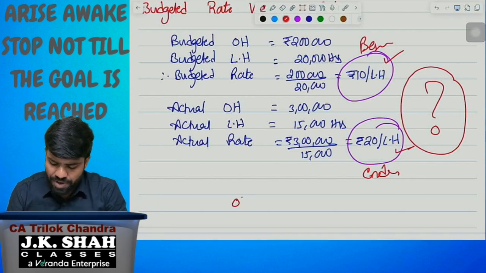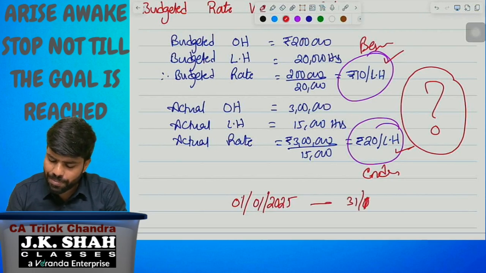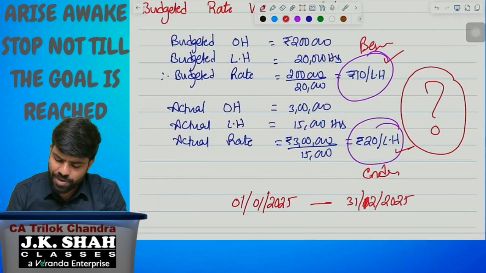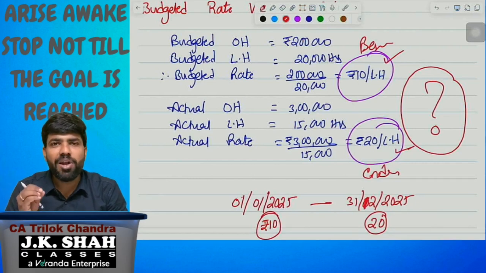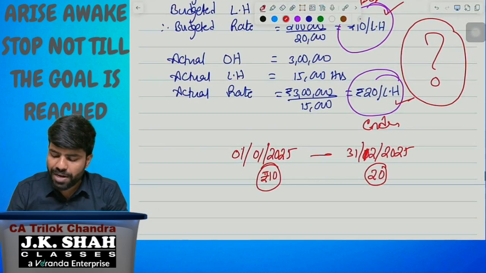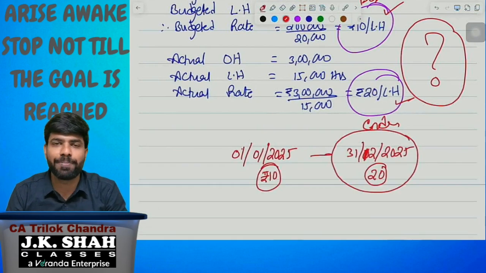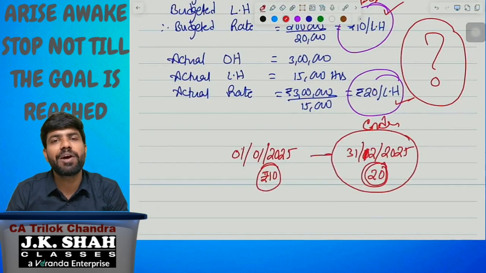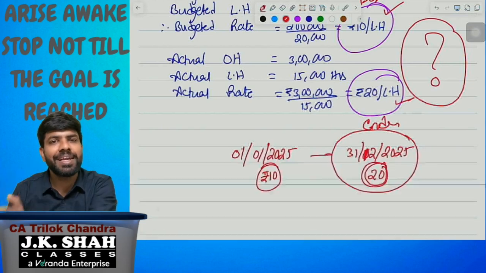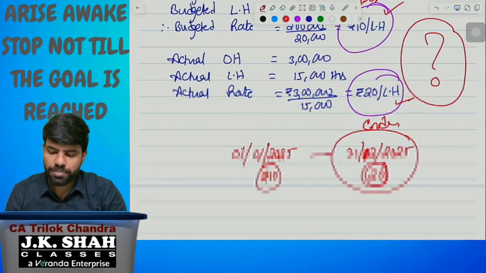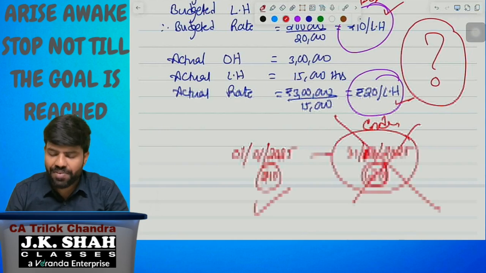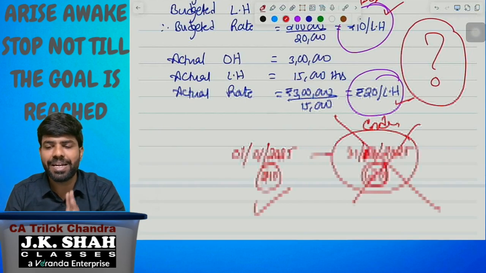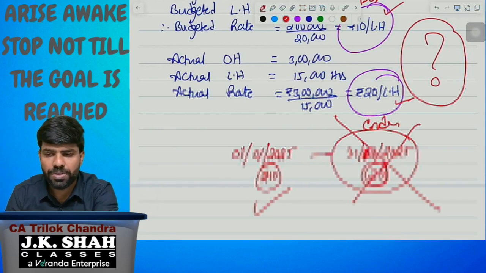The product will keep being produced throughout the year. Let me take an example. First January 2025, we are starting the year. 31st December 2025, we are closing the year. This 20 rupees will be known at the end of the year. This 10 rupees will be known at the beginning of the year. We cannot wait without selling the product until 31st December 2025, because this 20 rupees will be known only at the end of the year. We cannot wait until the year end to fix the price. Instead, 10 rupees, the budgeted rate, is readily available.